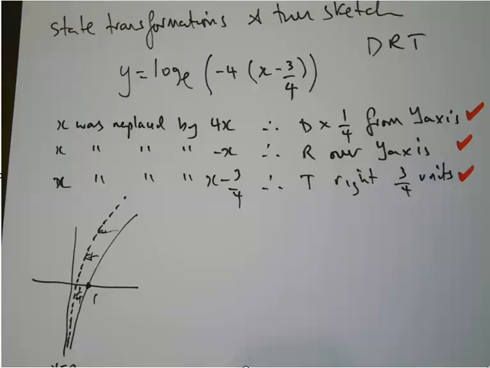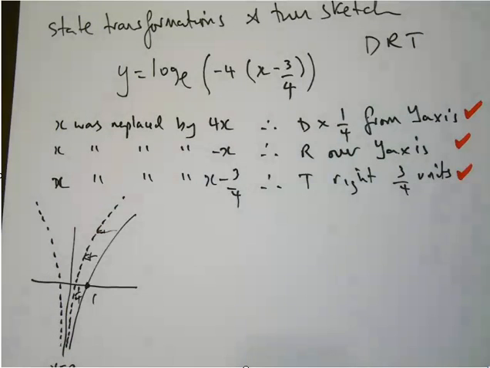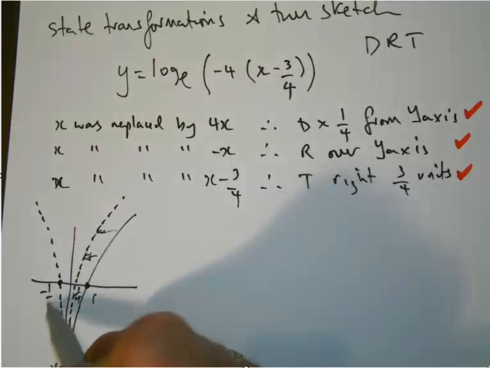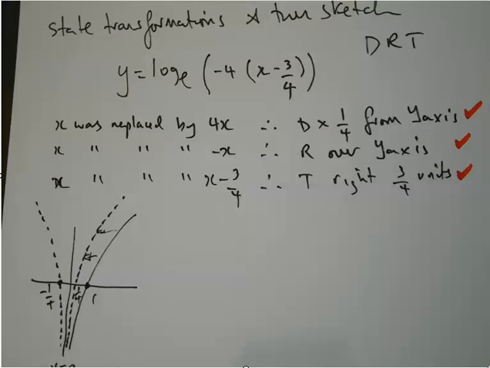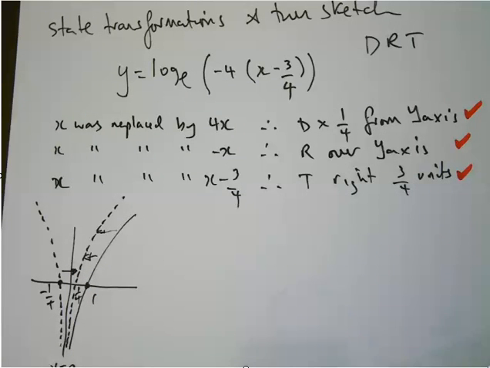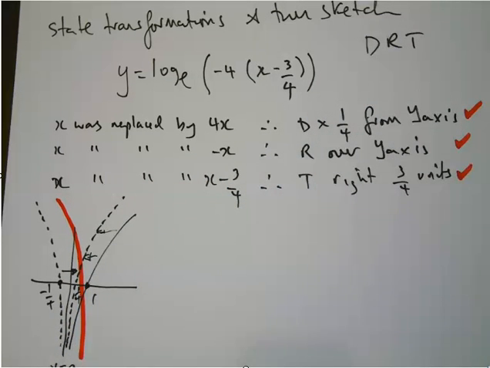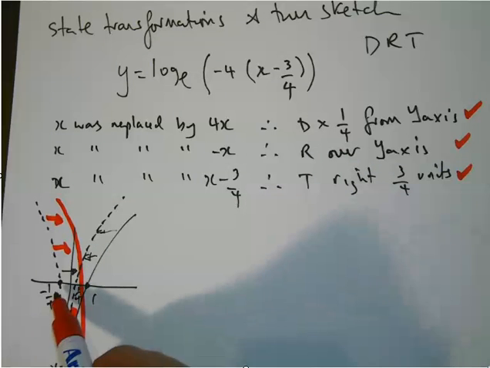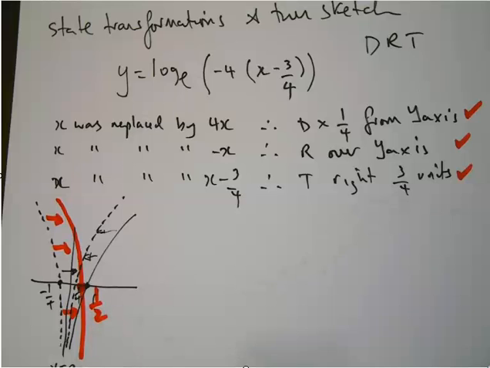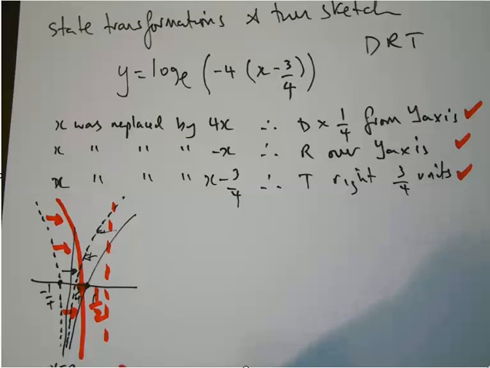A reflection over the y-axis would have put my graph on the left-hand side, and my x-intercept is now at negative 1/4. And a translation to the right 3/4 would have moved my whole graph to a position that would have looked like this, as everything's been moved over 3/4 to the right, and at negative 1/4 plus 3/4, that should be at 1/2. My asymptote, which was at x equals 0, should now be at x equals 3/4.